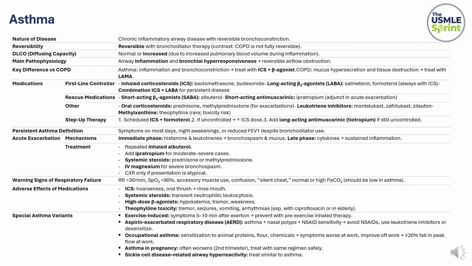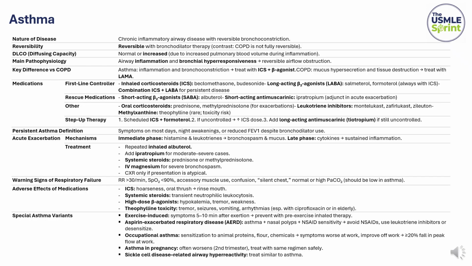Next, let's distinguish asthma from COPD. Asthma is reversible, COPD is not. In asthma, the diffusion capacity is normal or even increased. In COPD, it's normal or decreased, and in late stages it's clearly reduced. Asthma is driven by inflammation and bronchoconstriction, so treatment targets both with an inhaled corticosteroid and a beta agonist.